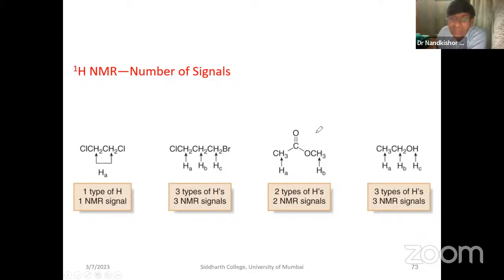Now if you see the methyl acetate, this methyl group is attached to the O and this methyl group is attached to the carbonyl group. So the electronic environment about the CH3 is completely different, and that's why you will get two signals for this. Now ethanol, obviously all three groups of protons are different. So you will end up with three signals. Move on to the next.